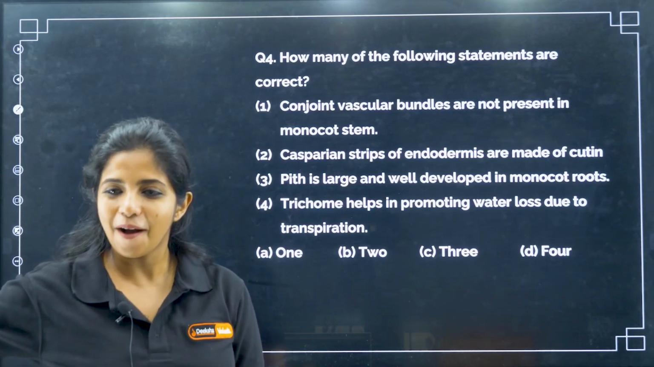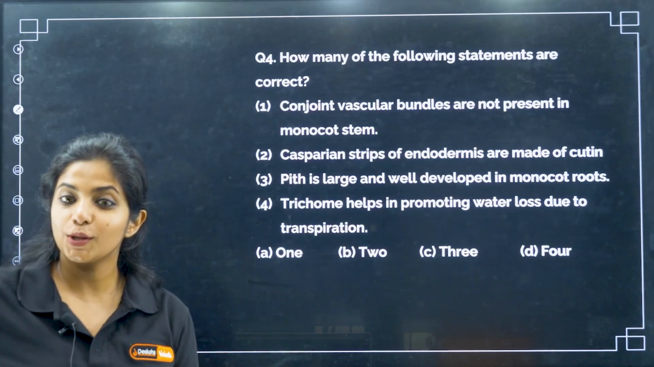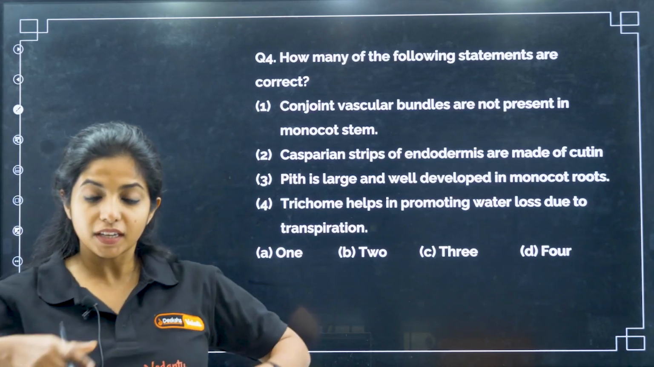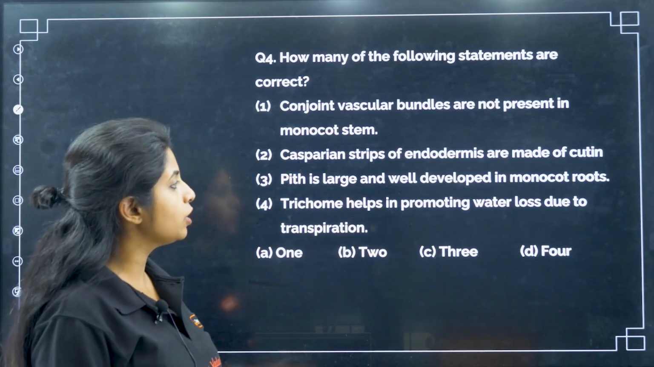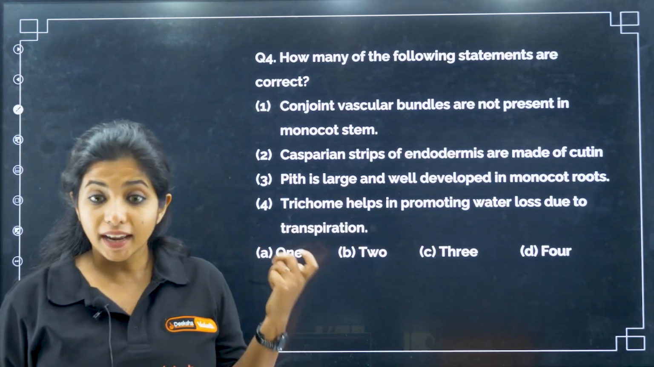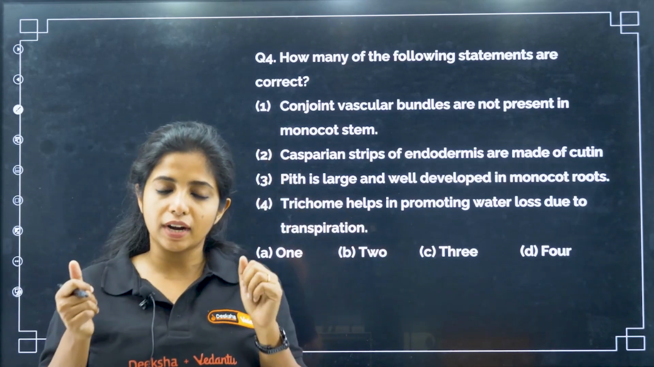Is the pith large and well developed in monocot roots? What do you think? Yes, it is. The pith is actually large and it is very well developed in monocot roots. Trichome helps in promoting water loss due to transpiration. Trichomes are hair-like structures which arise, my dear children.